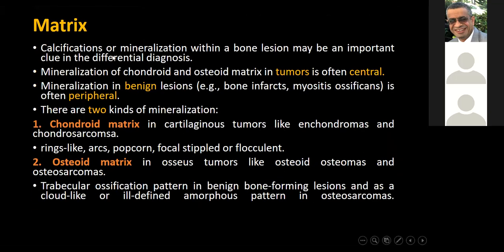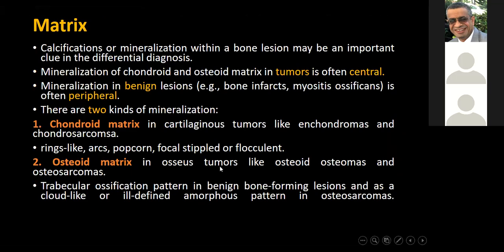The matrix calcification or mineralization within the bone lesion may be important in the differential diagnosis. The mineralization of benign lesions is usually peripheral, while the malignant lesion is usually central. We have a chondroid matrix, which is seen in cartilaginous tumors like enchondroma and chondrosarcoma. They appear as ring-like, popcorn, or focal stipple type.